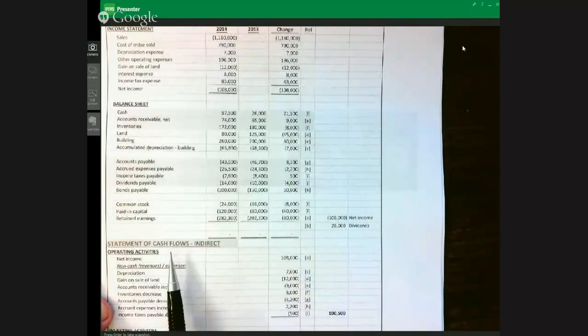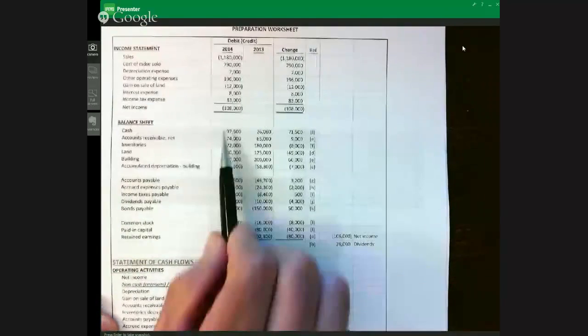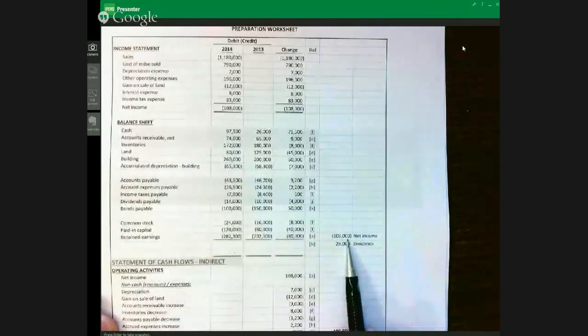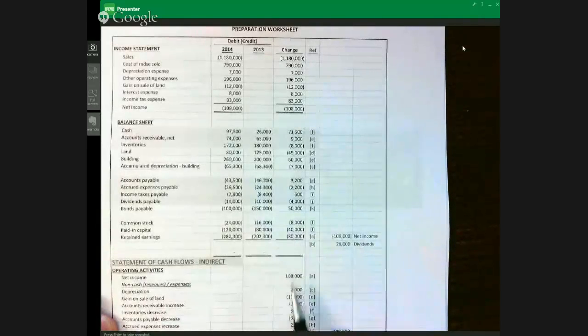Here's a key. This statement of cash flows you can think about as a giant cash account. Cash lives on the left-hand side of the balance sheet, is increased with debits, and decreased with credits. So the credit to retained earnings is offset by a debit increase to cash because the business earned income.